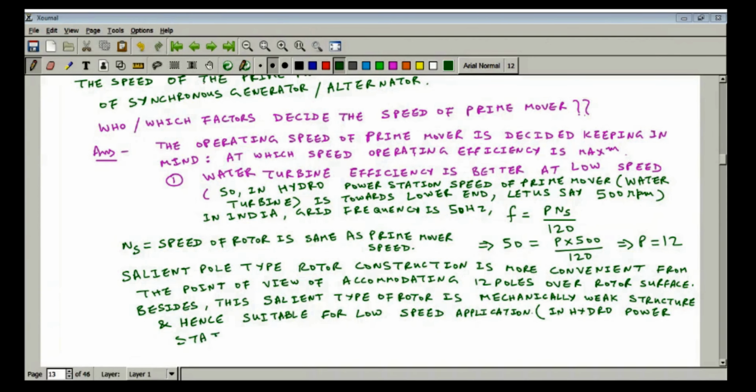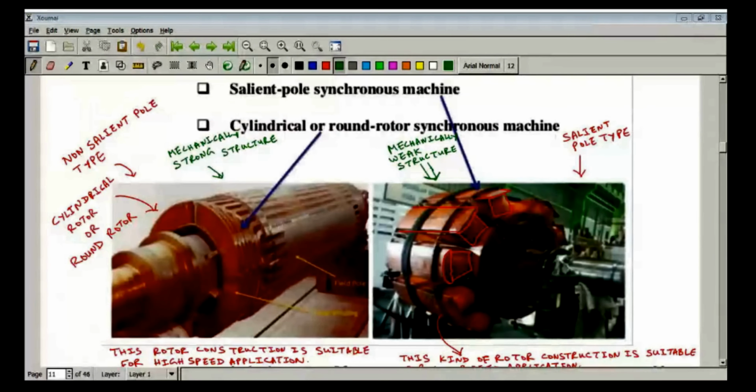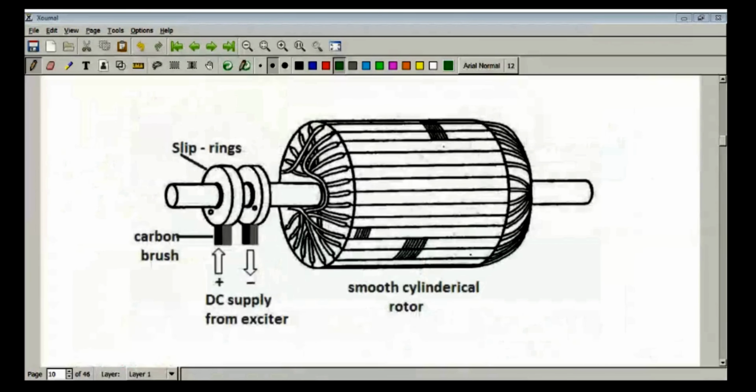Now let us have a look regarding some of the points with the rotor construction. I will show you some diagrams. So this diagram I have already shown you. Now let me show you this diagram. So you can see that we are using a slip ring and brush for establishing the electrical contact between the ends of the field winding.